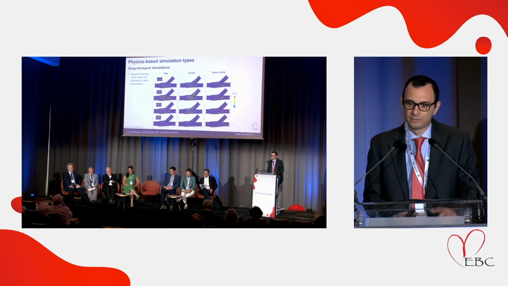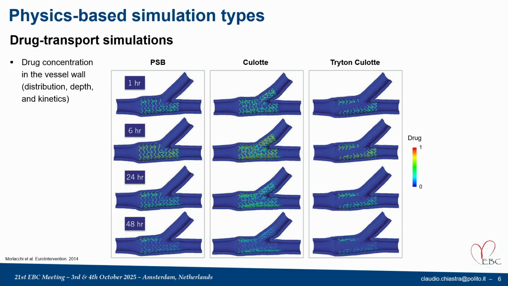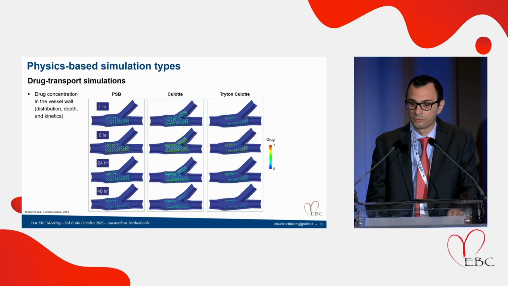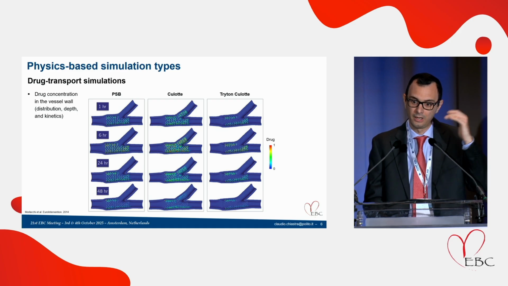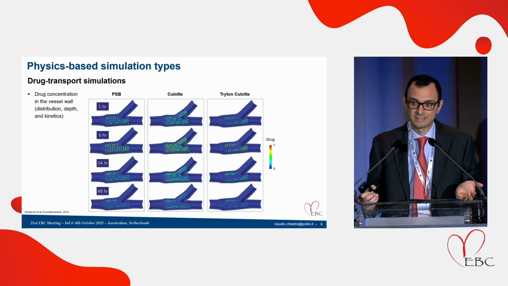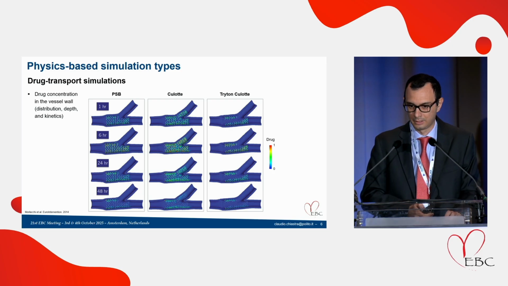And finally, we have drug transport simulations, which can be used to quantify the drug concentration inside the vessel wall, so distribution, depth, and kinetics of the drug. For instance, here I'm showing an example of comparison between three different techniques: provisional side branch on the left, culotte stenting in the middle, and culotte using the Triton stent on the right, showing the drug distribution at four different time instances, from 1 hour to 2 days. And you can easily appreciate how the drug distribution is different depending on the stenting technique.